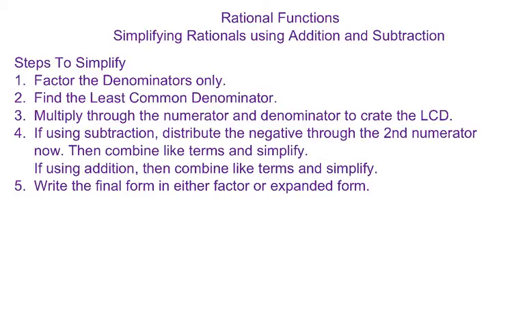Once we get our common denominators, if we are subtracting, we're going to distribute the negative through the second numerator and then combine the like terms and simplify. If we're doing addition, then we're just going to go ahead and combine like terms and simplify. Then we're going to write the final form in either factored or expanded form depending on what is asked for. Be sure and pause, write these steps down, because we're not going to have them on the next page as we're doing the examples. So pause now.